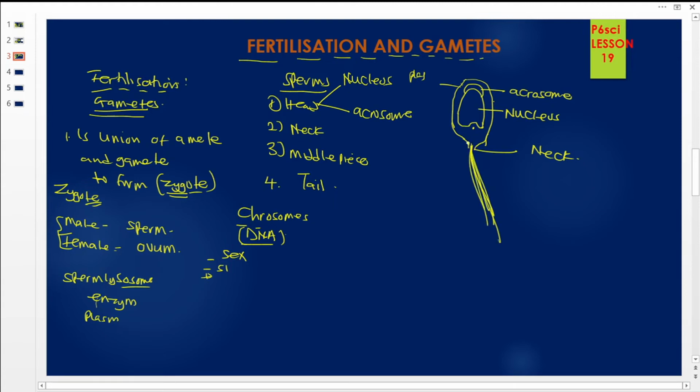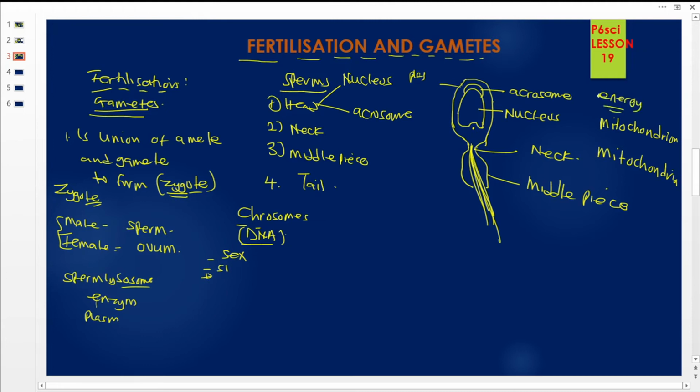Now from here, we are going to form another bulge, and this other bulge is what we call the middle piece. Inside the middle piece, we have what we call the mitochondrion. Mitochondrion in singular; when they are very many, we call them mitochondria. These are the organelles responsible for making energy.